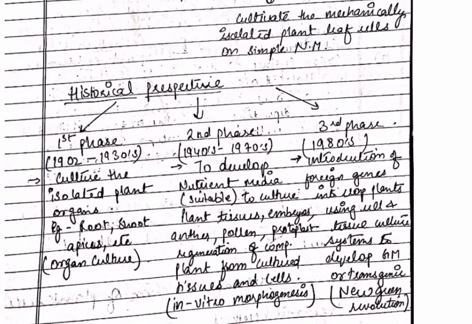And then in historical perspective, there were 3 phases. That is, in the first phase, the culture was isolated from the plant organs. The second phase, to develop nutrient media. And the third phase, introduction of foreign gene into crop plants. The 3 phases took place in different years. I've written a little bit about them. You can use them. And now we'll study in detail about the cultures.